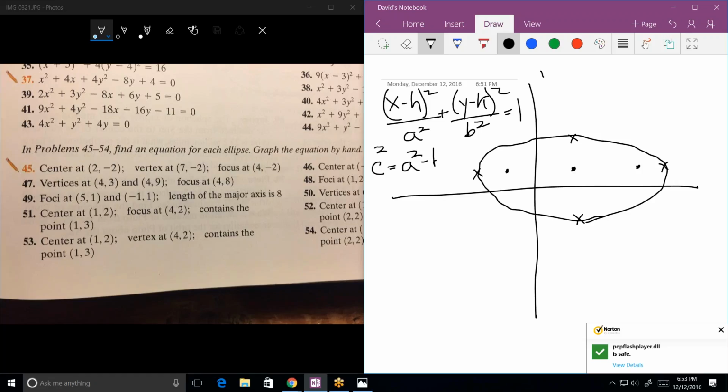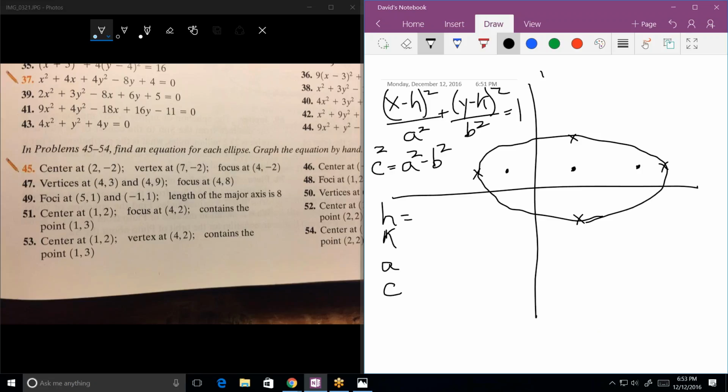Because again, they've given us the foci, so we know c. And the length of the major axis is 8. What does that tell us? First of all, we'll start with h and k and then a, b, and c. That's the way you want to do every one of these. This is basically what they've given us.